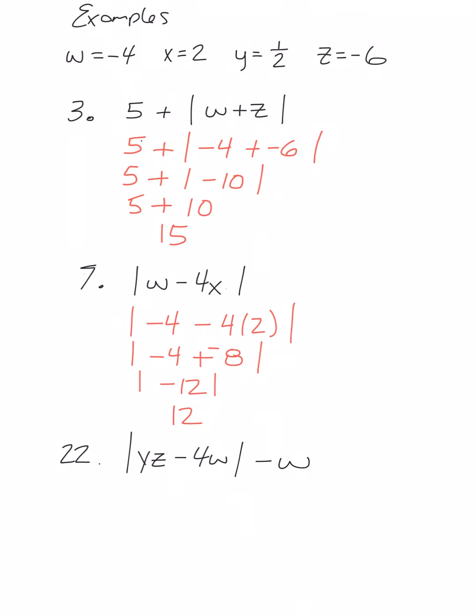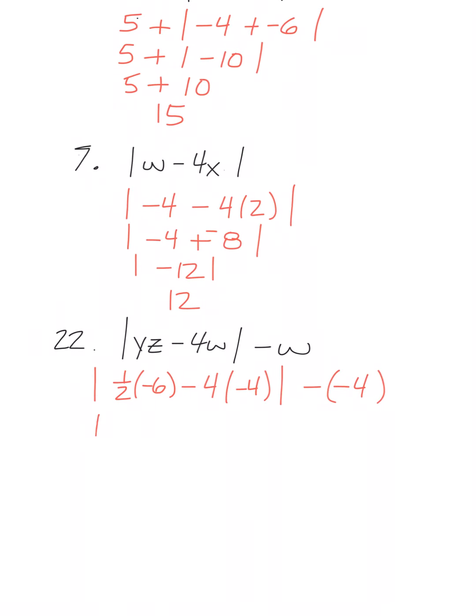This next one here, we've got the absolute value of y, which is 1/2 times z, which is a -6, minus 4 times w, which is a -4. That's all inside the absolute value symbols, minus w, which is a -4. So working on the inside here, I can do multiplication. So there's a -3. I'm going to bring down that minus, and then 4, bringing this down. And then the 4 times -4 is a -16.